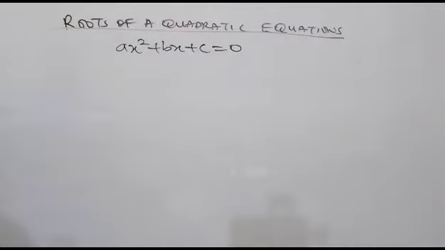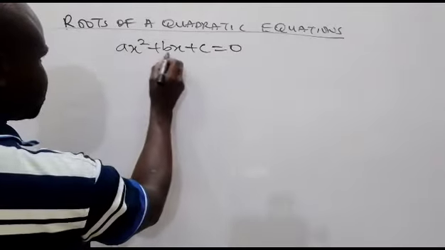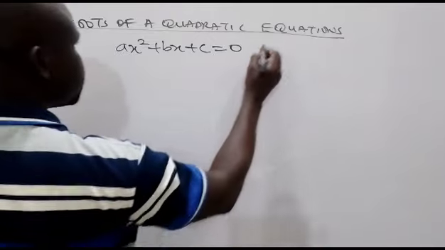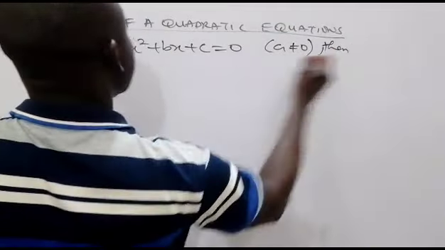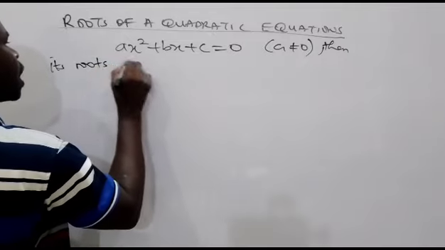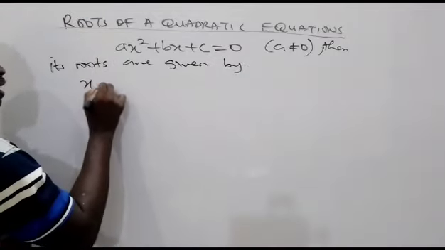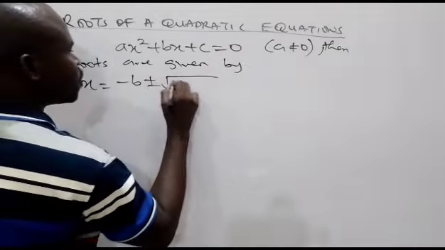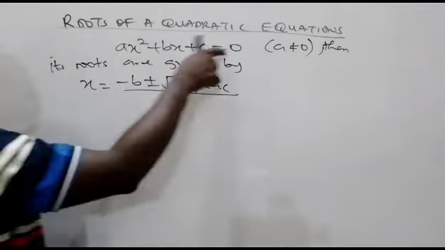Today we want to look at the roots of a quadratic equation. If we recall that if ax squared plus bx plus c is equal to 0, where a must not be equal to 0, then its roots are given by x is equal to minus b plus or minus square root of b squared minus 4ac all over 2a. That is, if this is the general form of a quadratic equation.